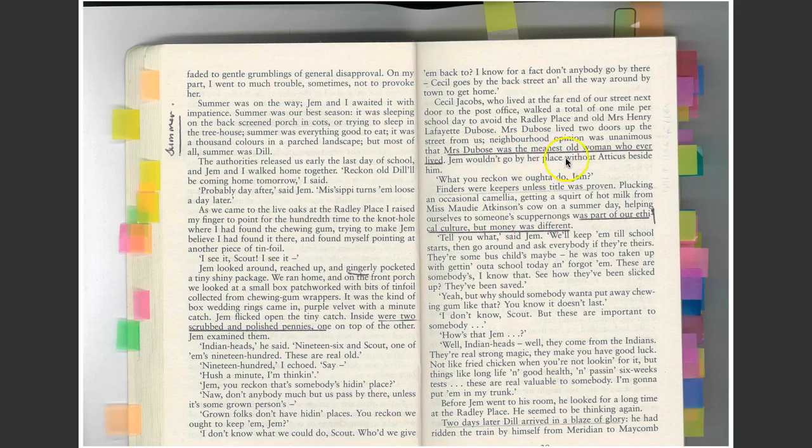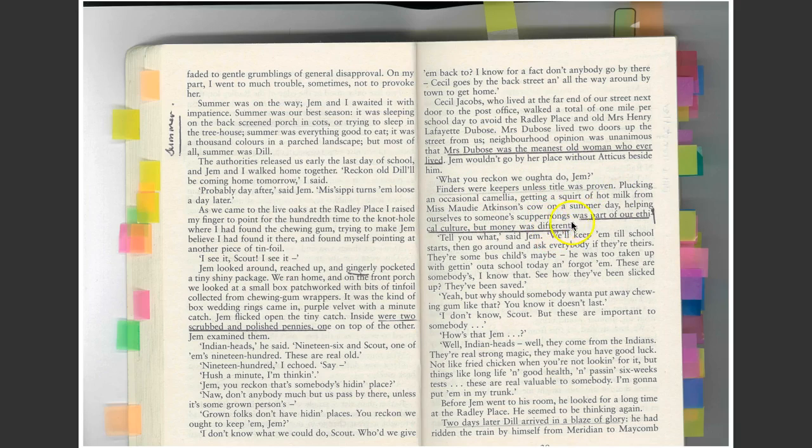"Mrs. Dubose was the meanest old woman." So Mrs. Dubose lives down the street from Atticus and Jem and Scout, and she is a very racist old woman that has some lovely flowers in her front garden, which there will soon be an incident involving.